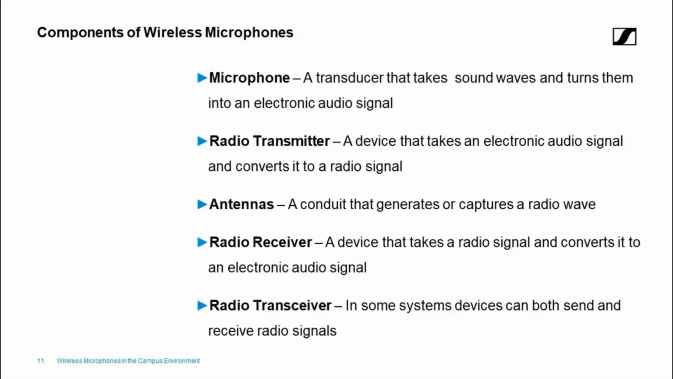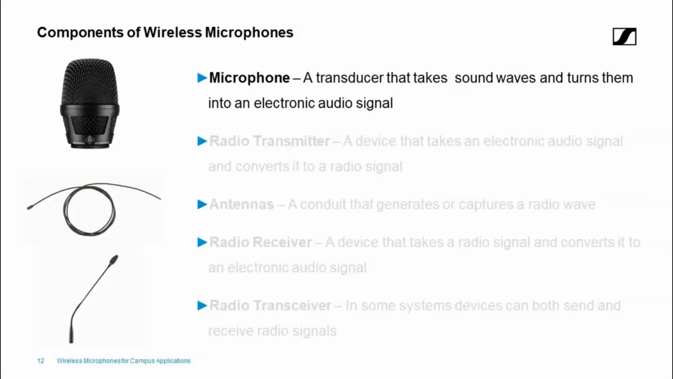So we're going to start off with just the basics, the different components of a wireless microphone. We're going to go through that and understand what makes these systems up. So the first part is often the most important part. The microphone is a transducer that takes sound waves and turns them into an electronic audio signal that we're able to send over the air.